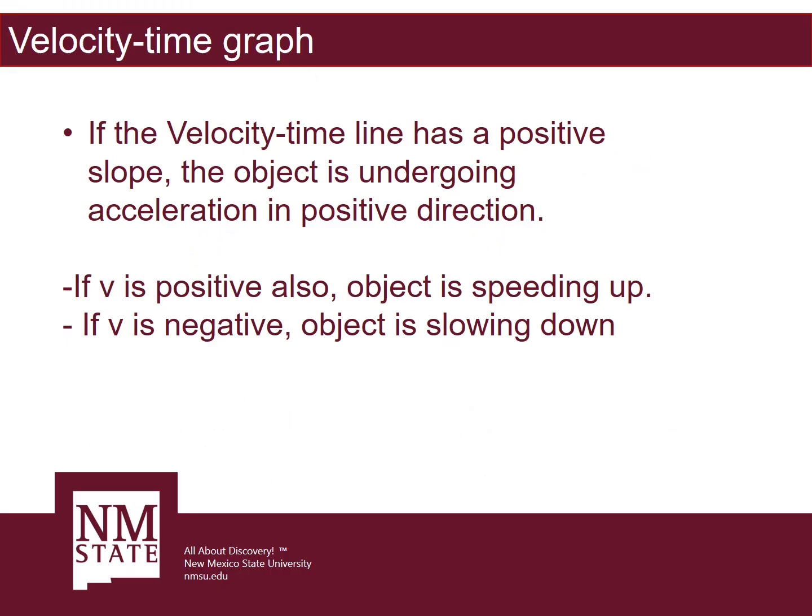If the line on the velocity versus time graph has a positive slope, the object is undergoing acceleration in the positive direction. Also, if the v is positive, then the object is speeding up. If the velocity is negative, then the object is slowing down. What you can do is use one finger to point in the direction of motion, and then use your other finger to point in the direction of acceleration. If they point in the same direction, you're going to speed up. If they point in the opposite direction, you're going to slow down.